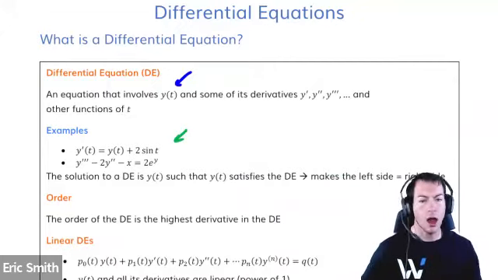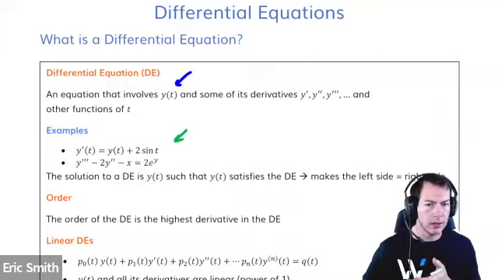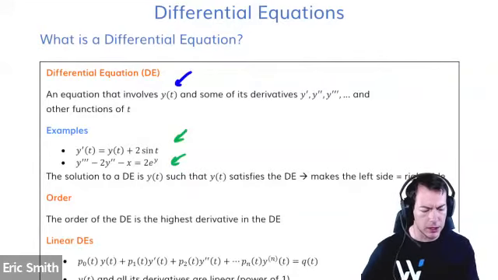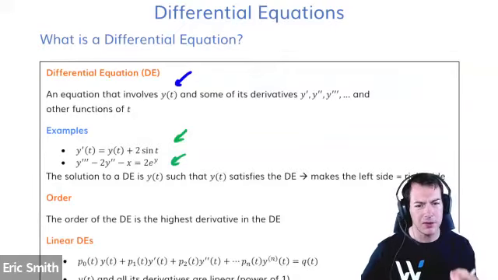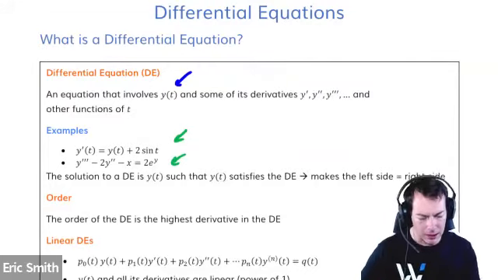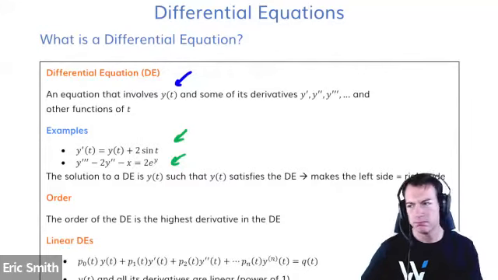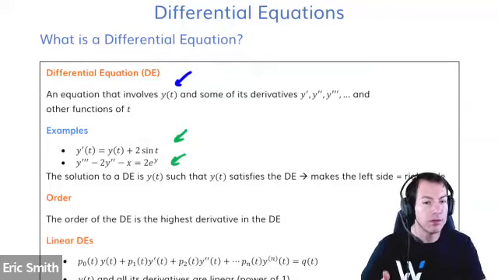So this one, the unknown function is y. We can see that its first derivative is equal to the original function plus 2 times sine of t. I think the other one here, yep, that's another one. We have the third derivative minus 2 times the second derivative minus x is equal to 2 times e raised to the power of that original function. So everywhere I see that y, I'm thinking of it as a function. The x, or the t in this case, that just happens to be the independent variable, the input of the function itself.